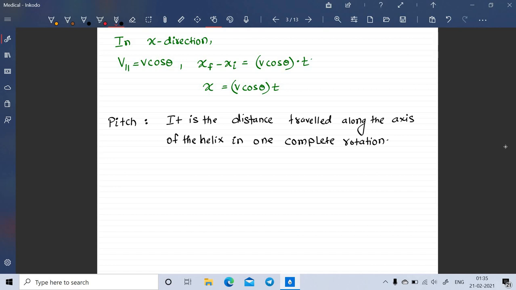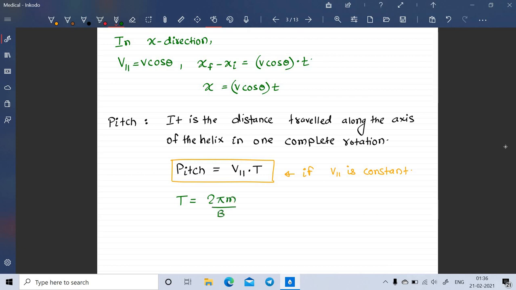Okay. So pitch is equal to v parallel into time period, if v parallel is constant, where T is 2 pi m by bq. Fine.